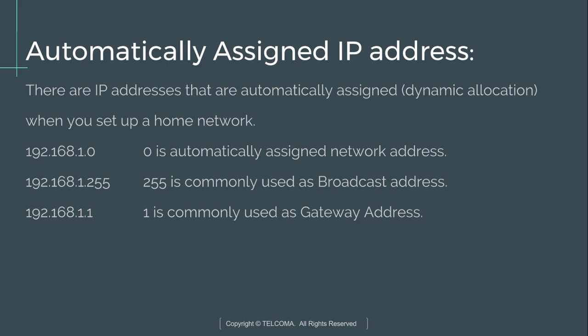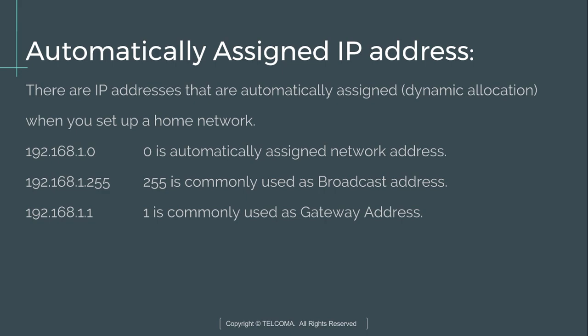The next is automatically assigned IP addresses. There are IP addresses that are automatically assigned, or dynamically allocated, when we set up a home network or any device in a network. So in 192.168.1.0, the 0 is the automatically assigned network address, whereas in 192.168.1.255, the 255 is commonly used as a broadcast address and it is assigned automatically.